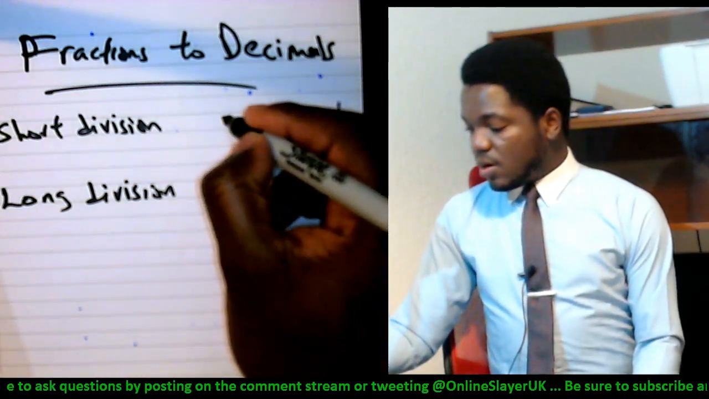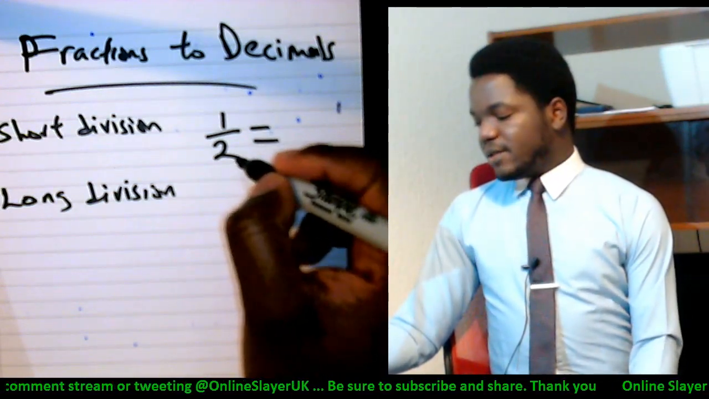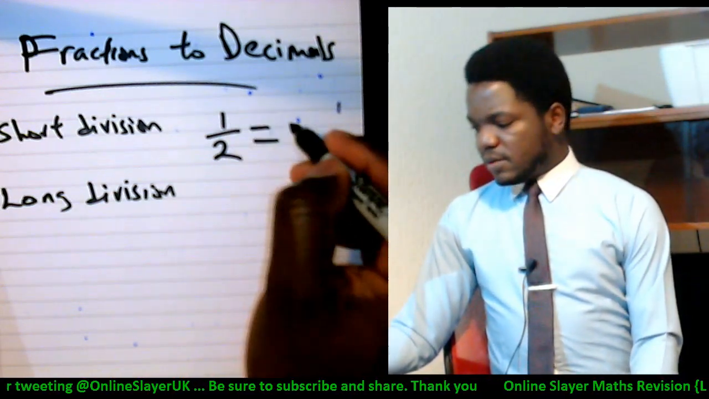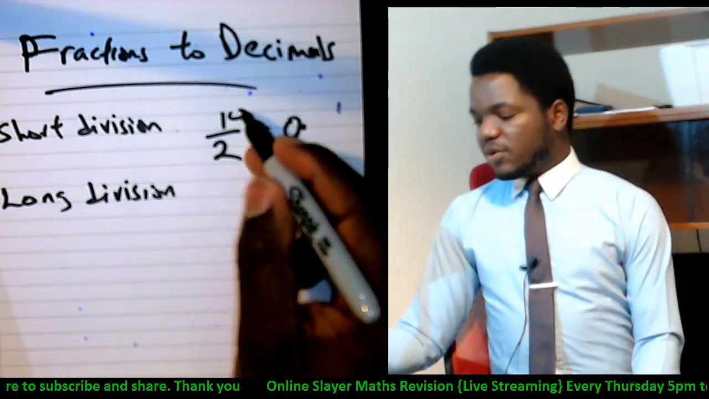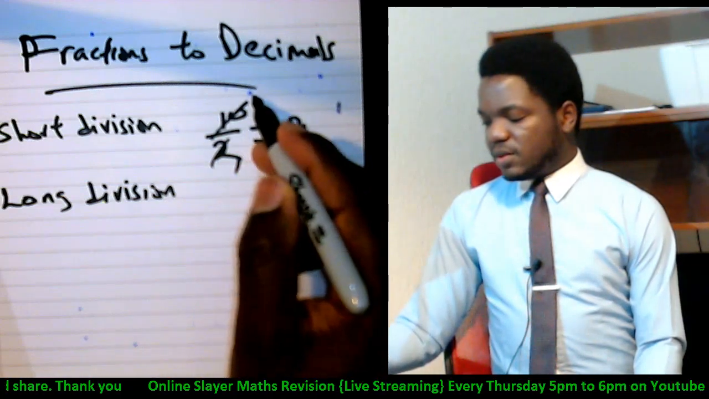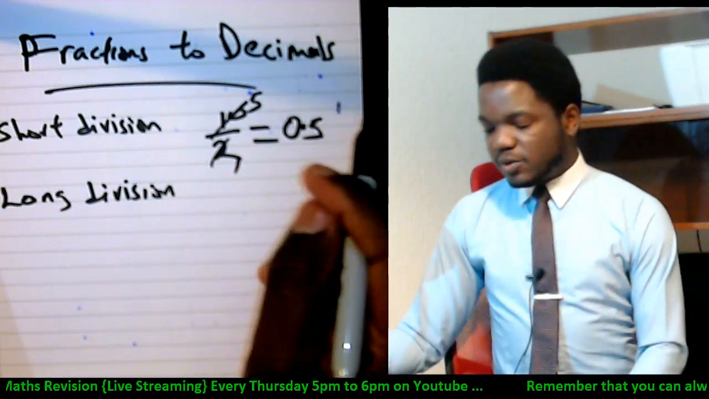For instance, 1 divided by 2 is equal to, well, you say, can 2 go in 1? No, 0. Put a 0 behind this and put a dot here. Can 2 go in 10? Yeah, 2 in 10 is 5, so 0.5. Yay, that's my answer. That's the short way of doing it.